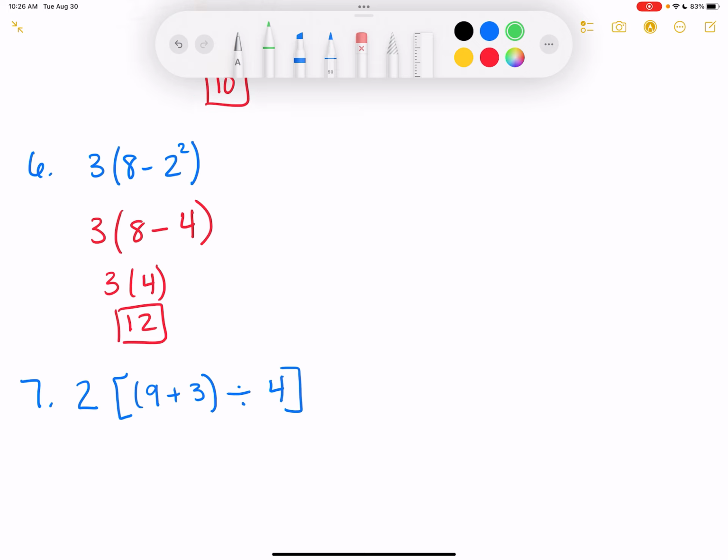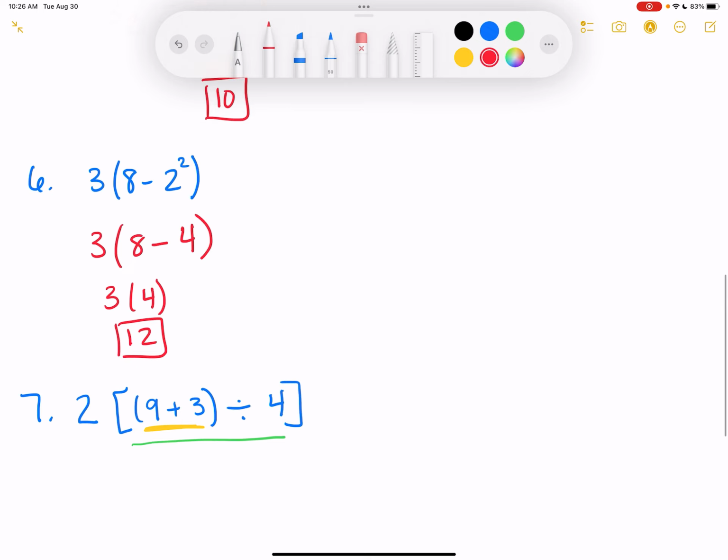We're going to do this stuff inside of here first because that's the biggest grouping symbol. But inside of that big grouping symbol, I have another grouping symbol. So I'm going to actually end up doing this part first, then doing the division, and then going from there.